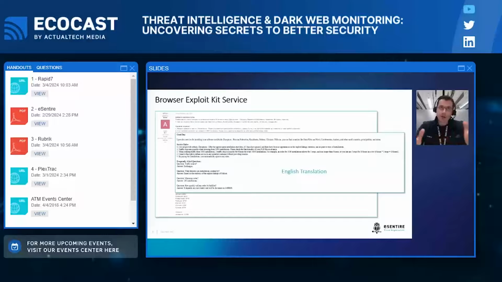But to summarize what's going on, basically they're selling a pay per install scheme. Again, no need to have special skills on exploiting vulnerabilities. Just bring your cash and gain this capability.